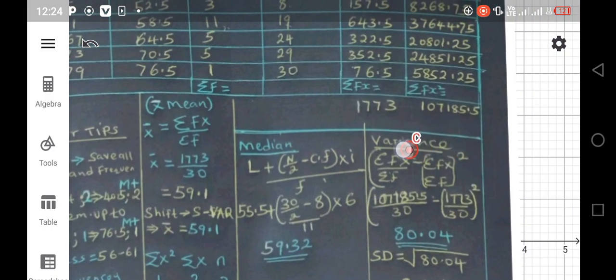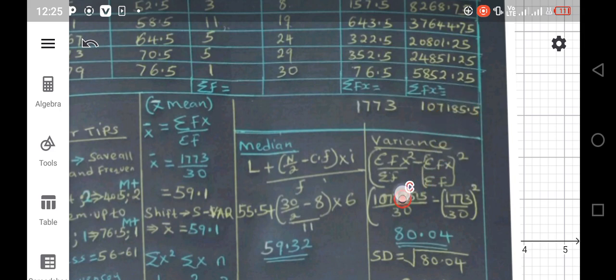For the variance, you're going to have the formula: summation of fx squared over summation of frequency, minus summation of fx over summation of f, all squared. So you square it here. There's a difference between these formulas. Here there are brackets and then squared, but here there are no brackets, it's fx squared. Now fx squared, this is the answer for fx squared.